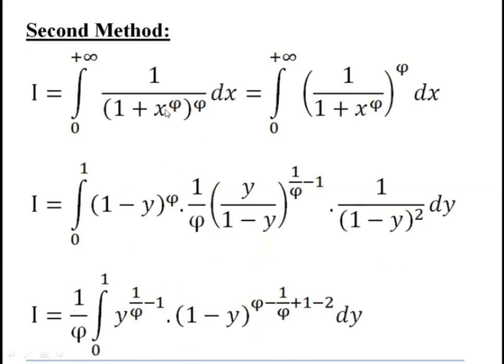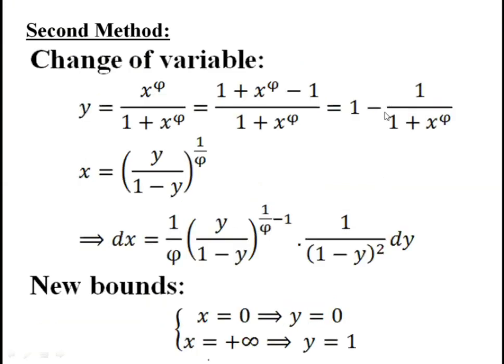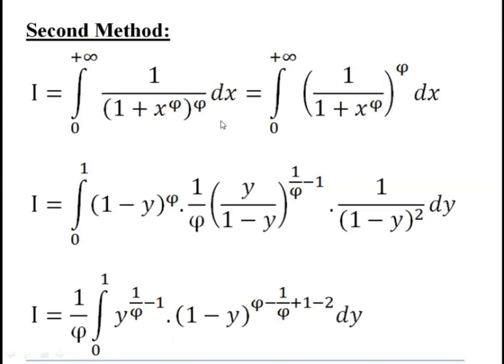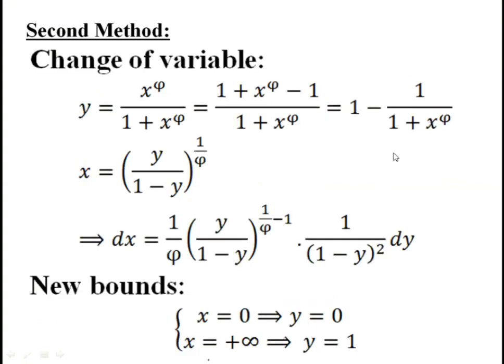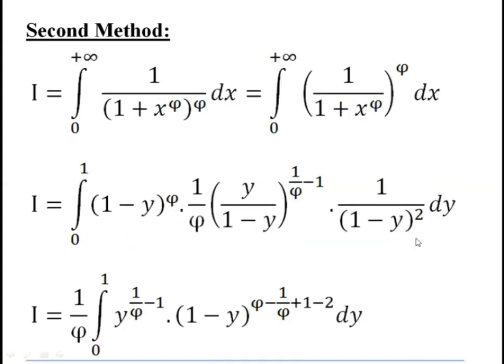Here, this term can be written as 1 over 1 plus x to the power 5, all to the power 5. So here we have 1 plus x to the power 5 equal to 1 minus y from this equality. So this term equals 1 minus y all to the power 5. And for dx, here is dx: 1 over 5 multiplied by this to the power 1 over 5 minus 1, multiplied by 1 over 1 minus y all squared, dy.